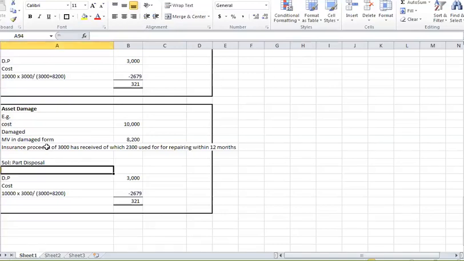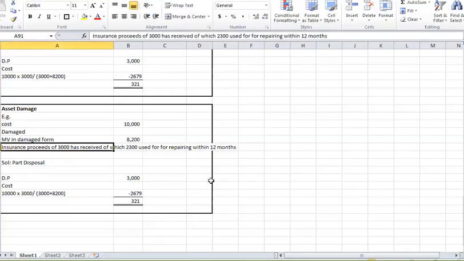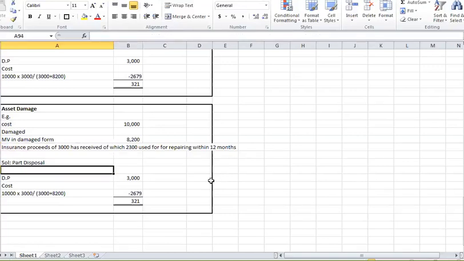This is a compulsory condition. If you want to reinvest your money, you have 12 months from the date of receipt from the insurance company. The day you receive your money, you have the next 12 months to use that money for repairing. If you have not used the money for repairing the asset within 12 months, it will be assumed that you never reinvested the money. If you want to reinvest, you have 12 months. So how do we calculate gain or loss in this situation?